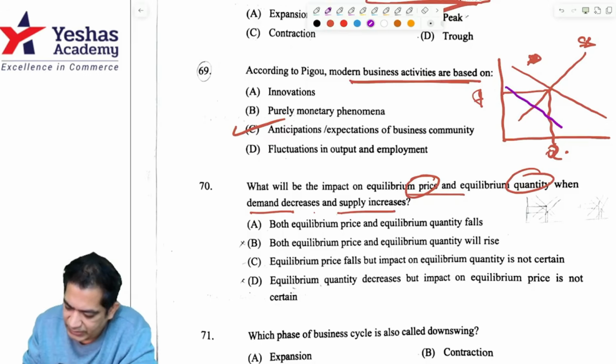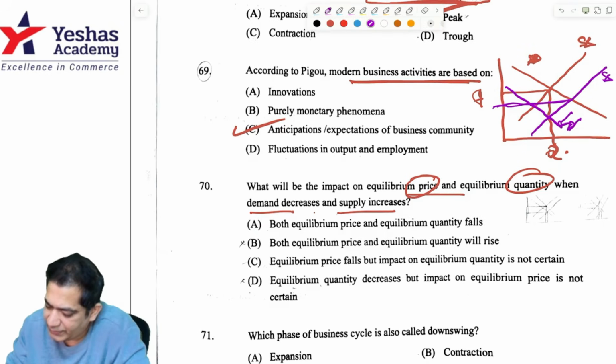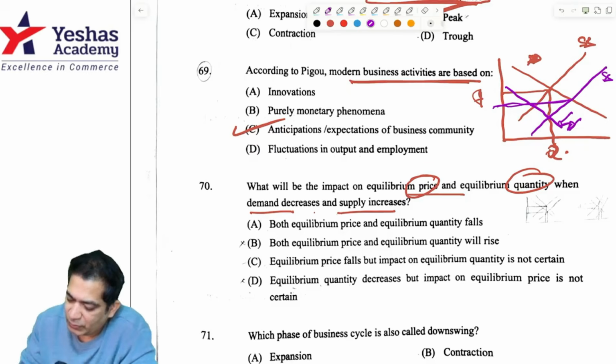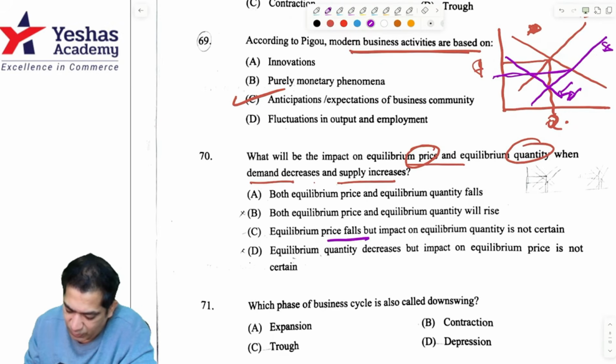So demand decreases, new demand curve, D dash, and supply increases, new supply curve. So it doesn't matter by how much I increase or decrease the supply corresponding to demand. One thing is sure, that price is falling down. Correct? But quantity, you cannot be certain about it. So equilibrium price falls, but the equilibrium quantity is not certain. C will be the answer.